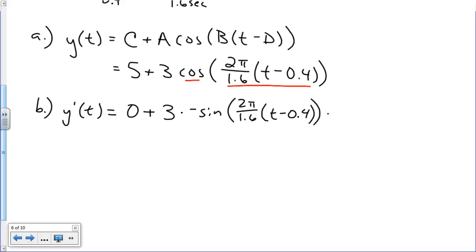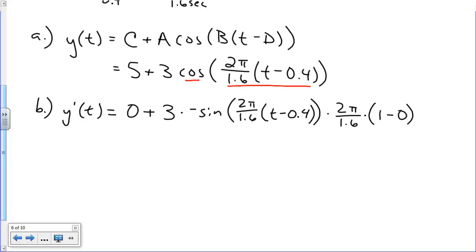And then we multiply it by the derivative of the inside, which, if you look at the inside function, is really a constant, 2 pi over 1.6, times some function. So just follow your rule for the derivative of a constant times a function. The constant stays out front times the derivative of our function: the derivative of t is 1, minus the derivative of 0.4, which is 0. In other words, because it's a linear function, the derivative of that inside turns out to be just the coefficient in front of t, the 2 pi over 1.6.